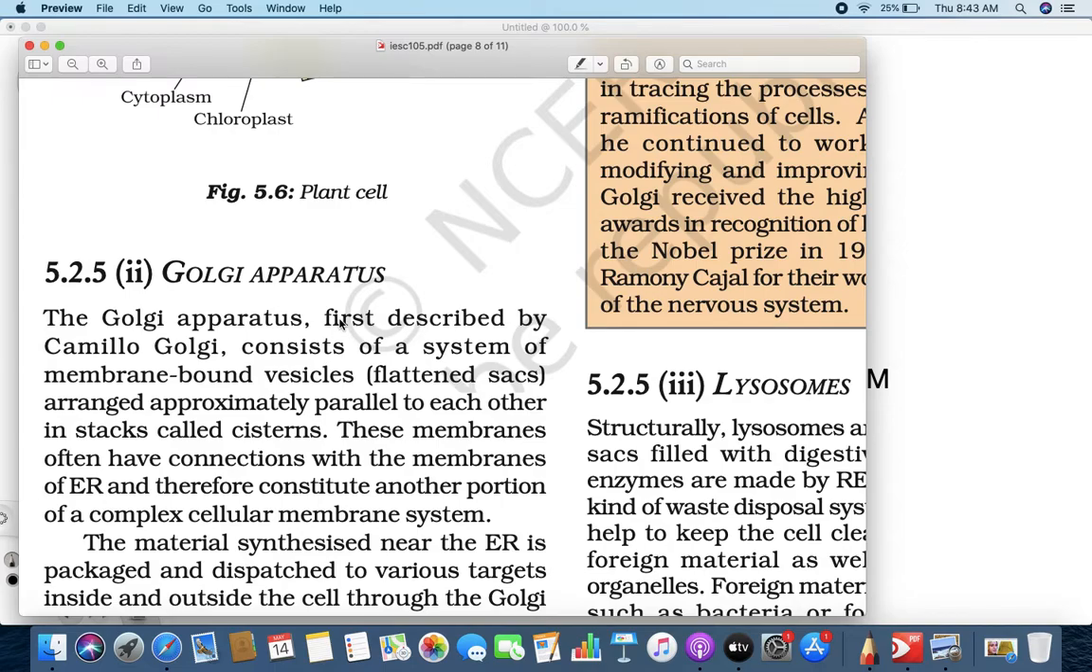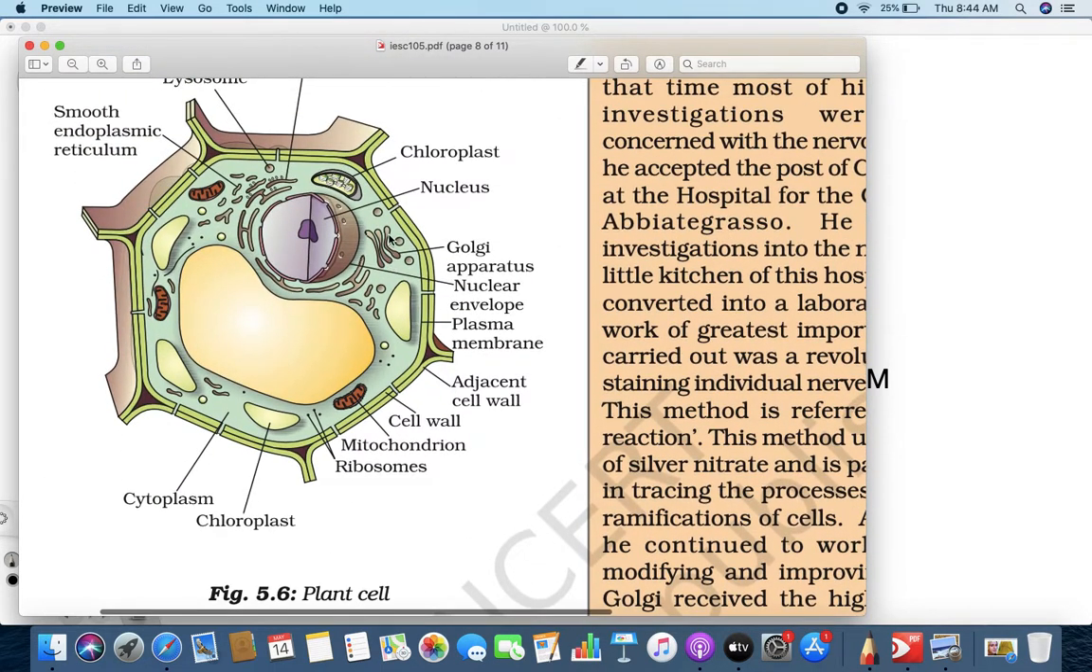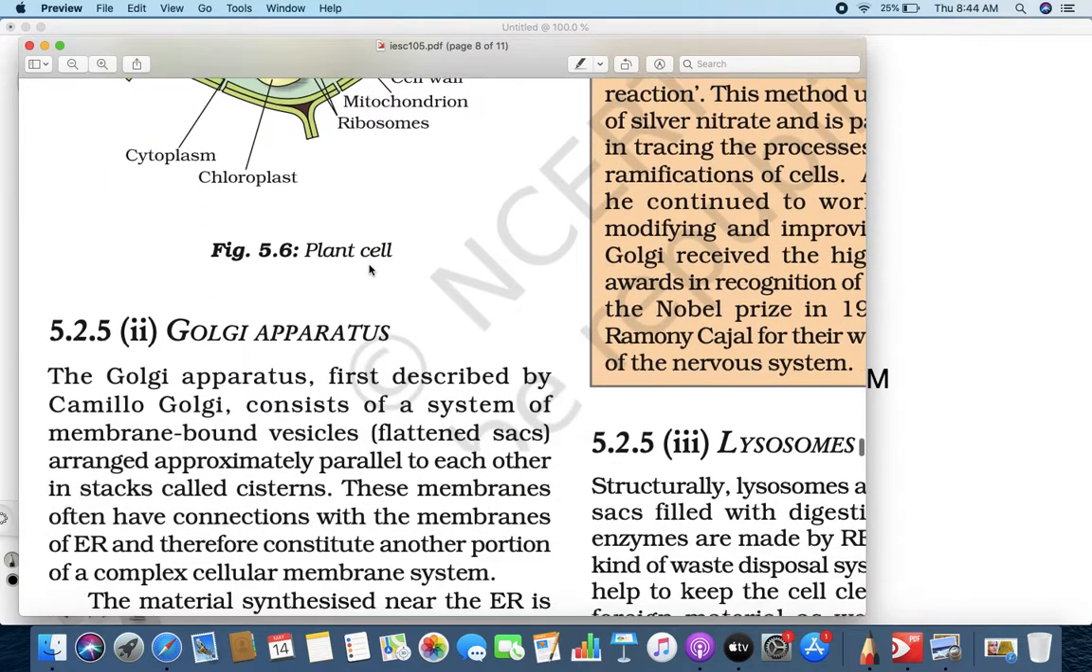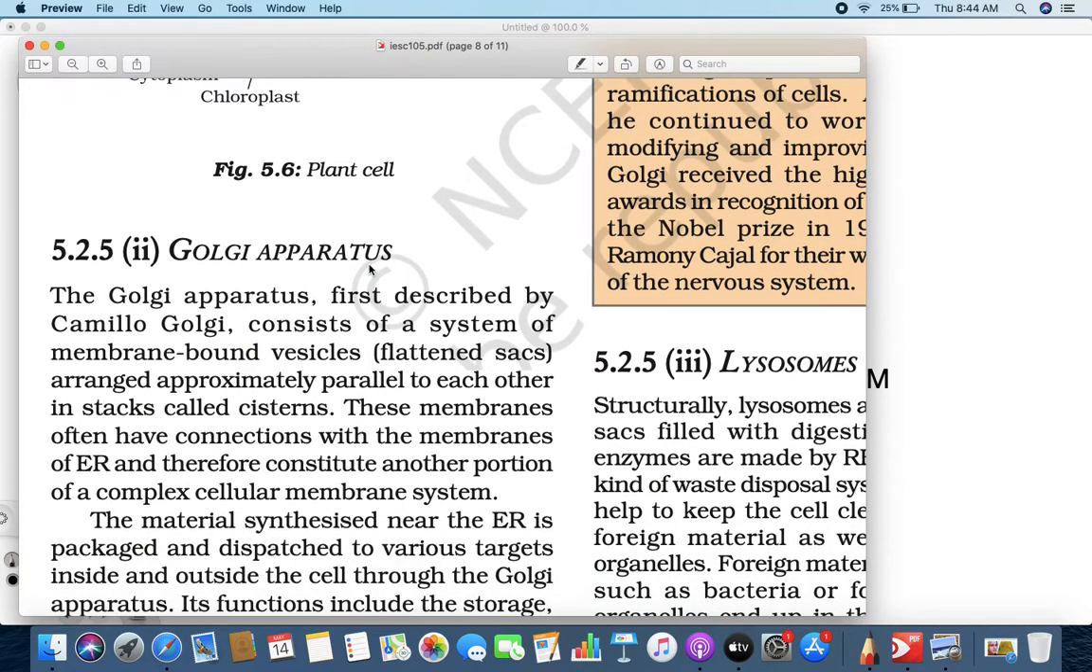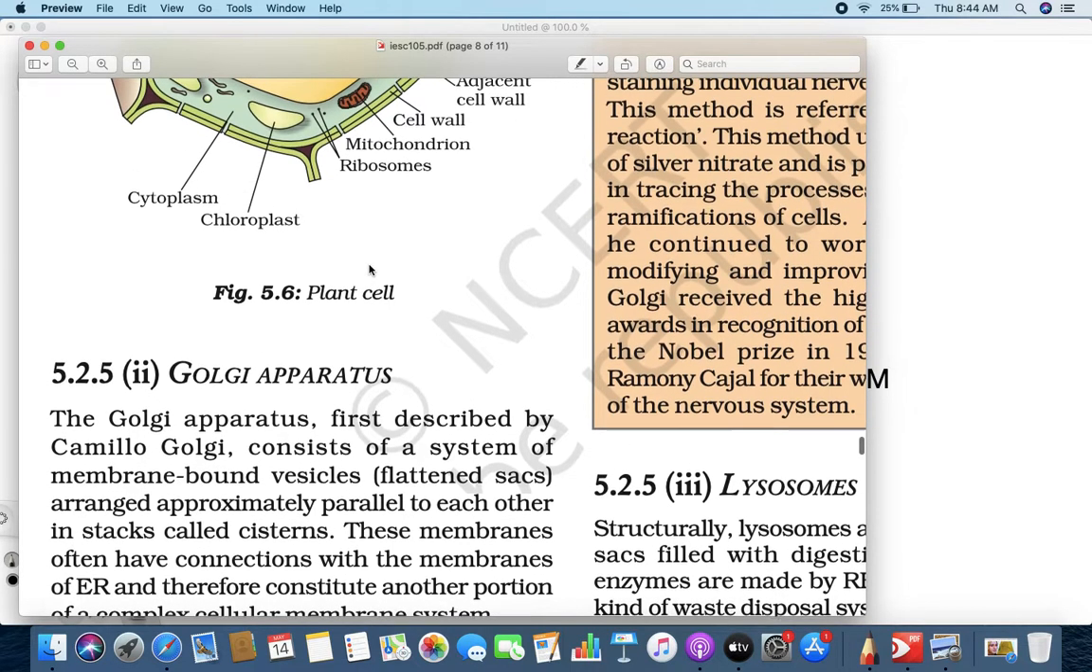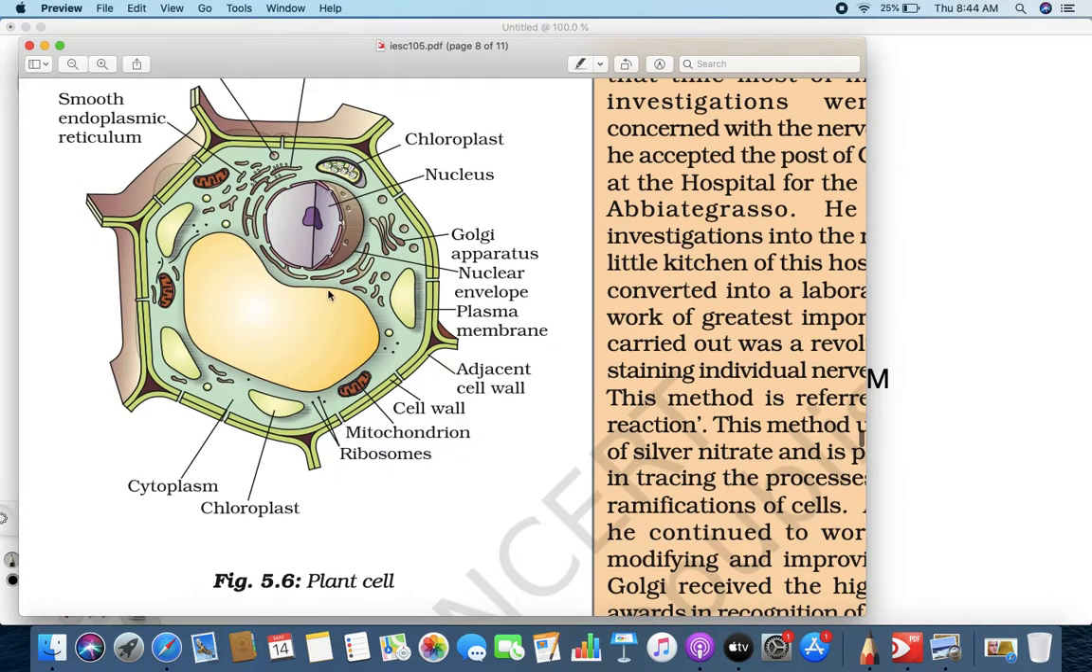consisting of a system of membrane-bound vesicles, flattened sacs. Can you see here, flattened sacs, approximately parallel to each other, in each stack called a cisterna. So basically each stack, each line, is called a cisterna. These membranes have connection with the endoplasmic reticulum. Now see, can you see they are near the endoplasmic reticulum? So they make a connection with the endoplasmic reticulum.